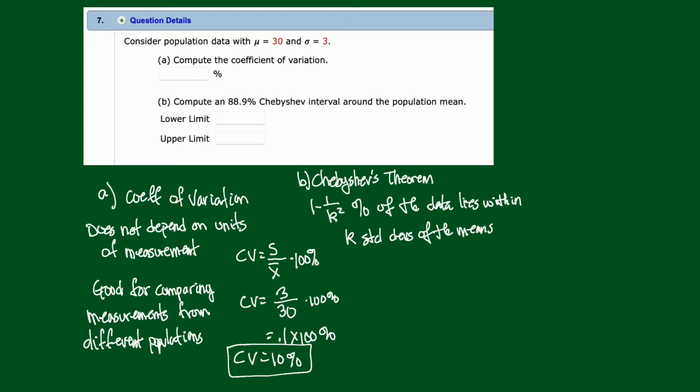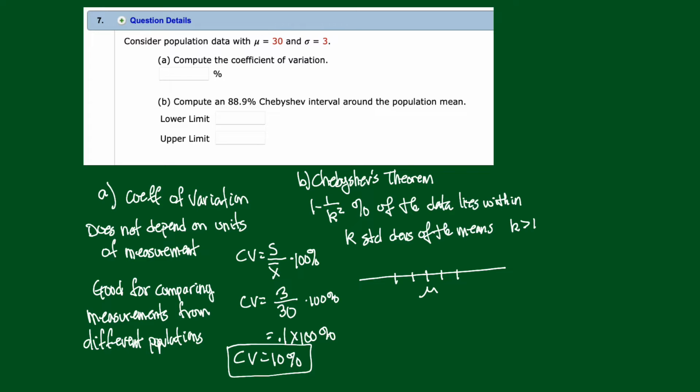Part B is talking about Chebyshev's theorem. Now here's Chebyshev's theorem. It says if you have a set of data, 1 minus 1 over k squared percent of the data lies within k standard deviations of the mean. What it's telling us is this. We have a set of data here, and if this is the mean, now what has to happen is that k has to be greater than 1.